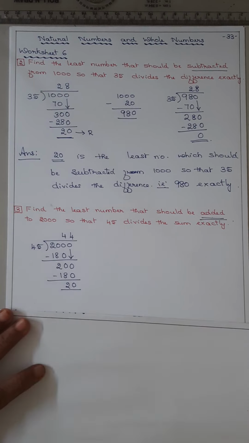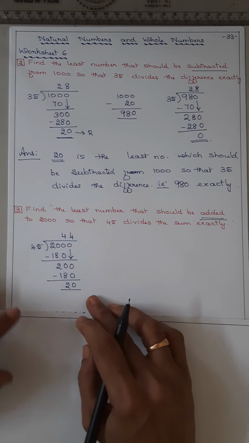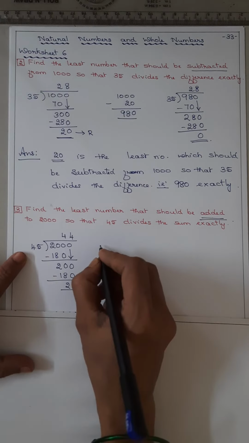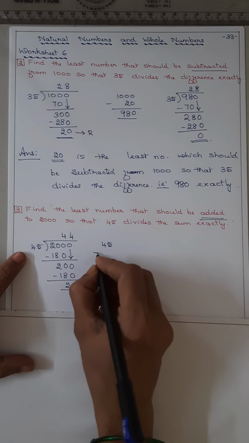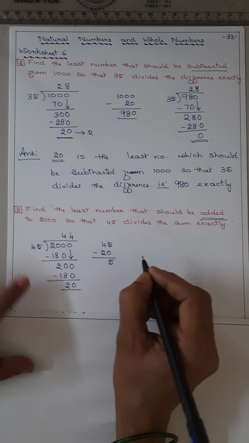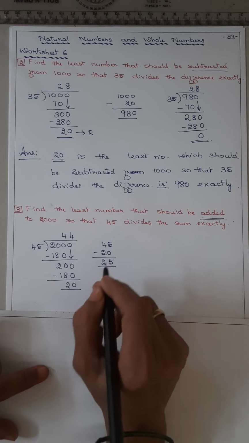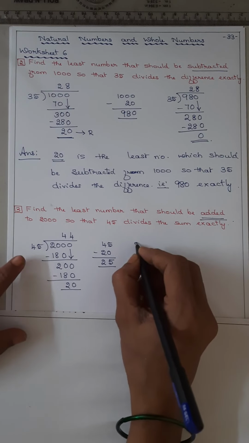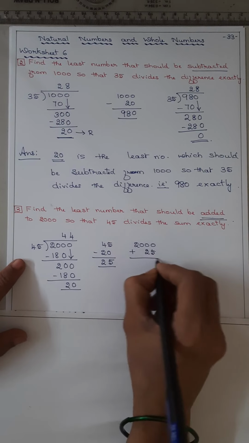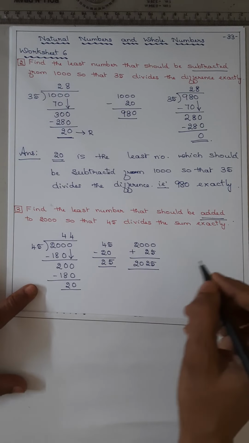So again you will be getting the remainder 20. Now for added, what do we have to do? Remember the example: the divisor minus the remainder. So it is 45 minus 20. First you have to do this: 5, and here it is 2. Now this has to be added. So 2000 plus 25 is 2025.